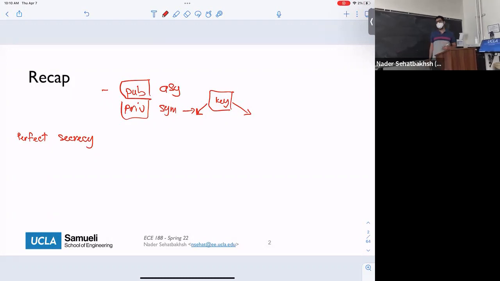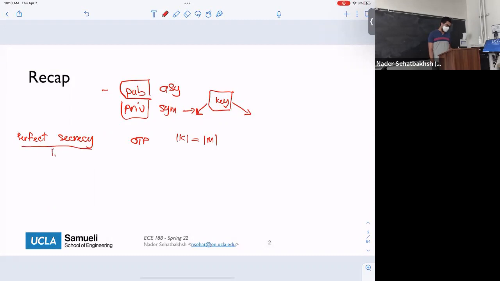We said that achieving perfect secrecy requires this thing called OTP, or one-time pad. The biggest catch with one-time pad was that the size of the key has to be equal to the size of the message, and that has feasibility and practical issues. So we said, okay, what can we do? Maybe this perfect secrecy was too much. Maybe we can do something better. And we introduced the concept of semantic security.